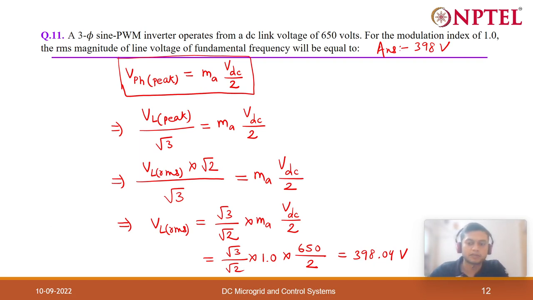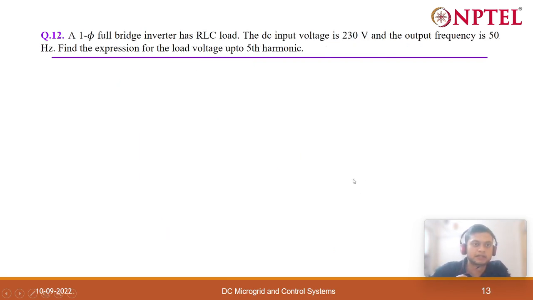Now let us see some questions from the single phase full bridge inverter. So the question is, a single phase full bridge inverter has RLC load. The DC input voltage is 230 volt and the output frequency is 50 Hz. Find the expression for the load voltage up to 5th harmonic. So here you need to find the Fourier analysis for the single phase inverter output voltage.